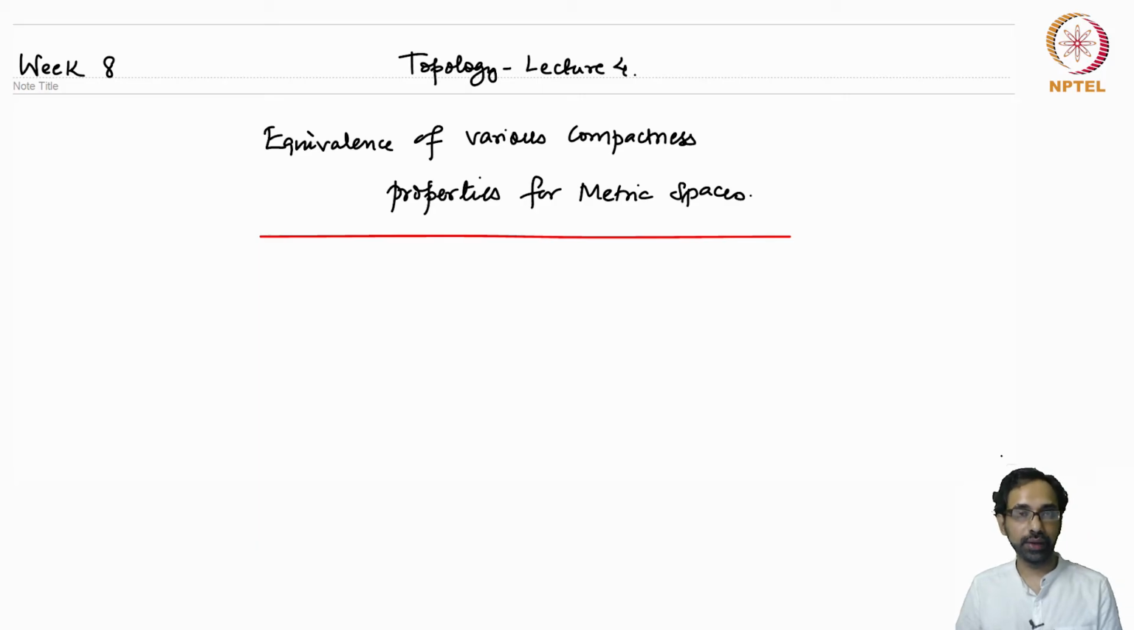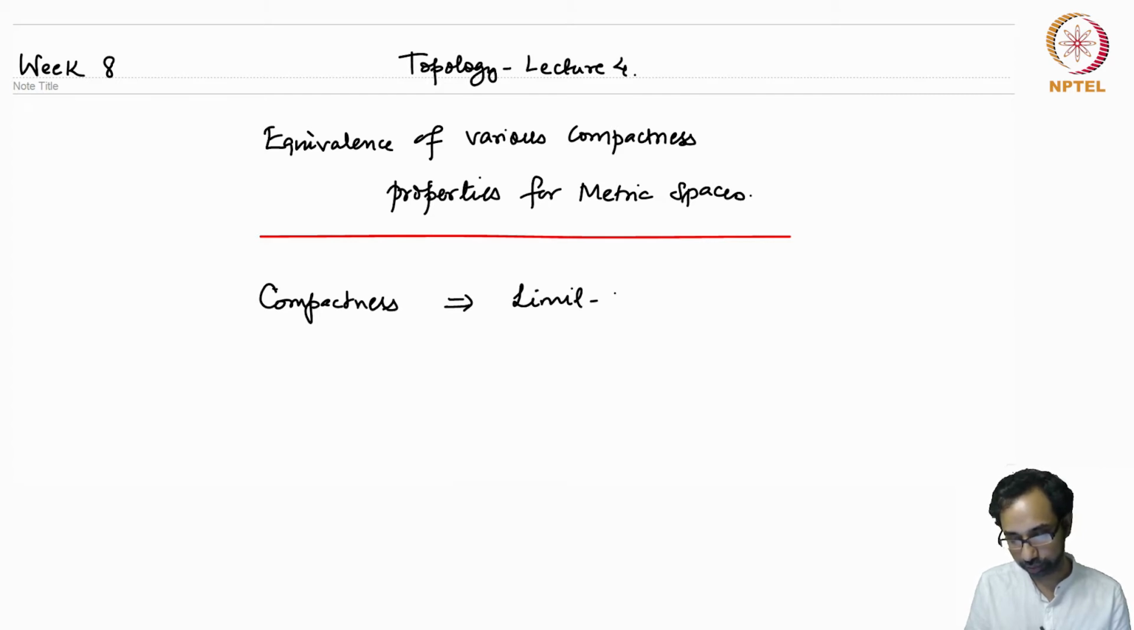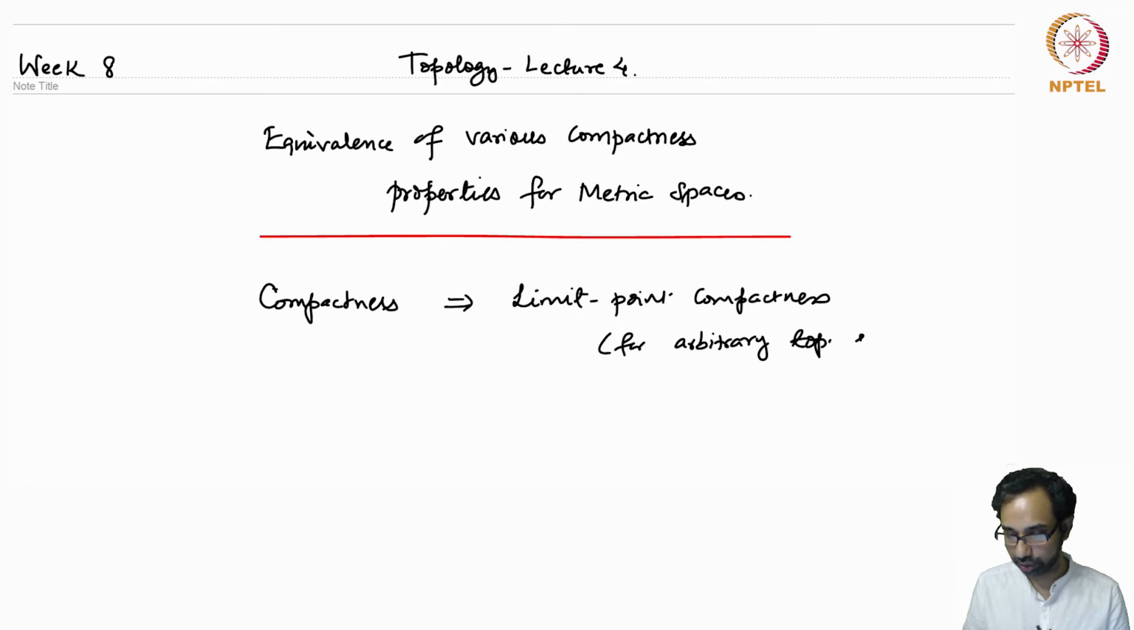In the last lecture, we have seen two new kinds of compactness, that of limit point compactness and sequential compactness. And we proved that compactness implies limit point compactness even for general topological spaces. This is for arbitrary topological spaces.